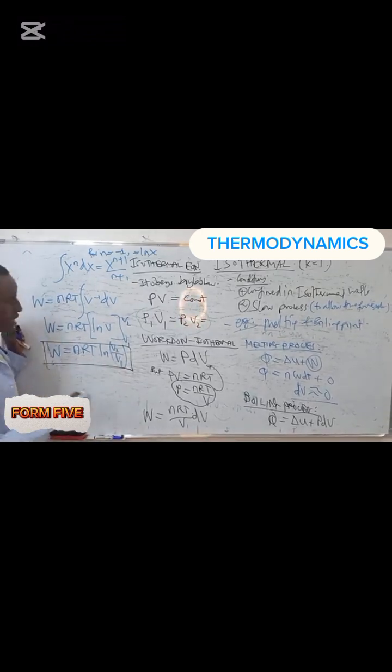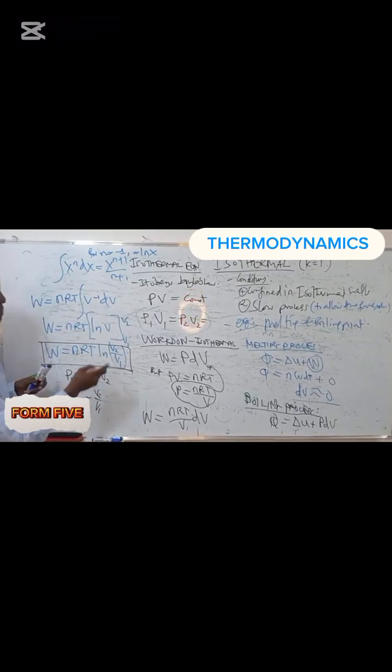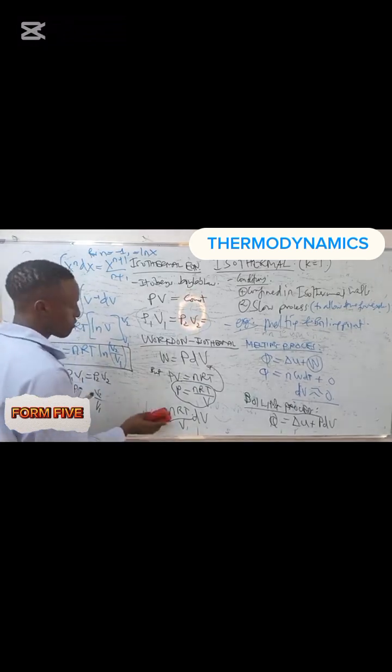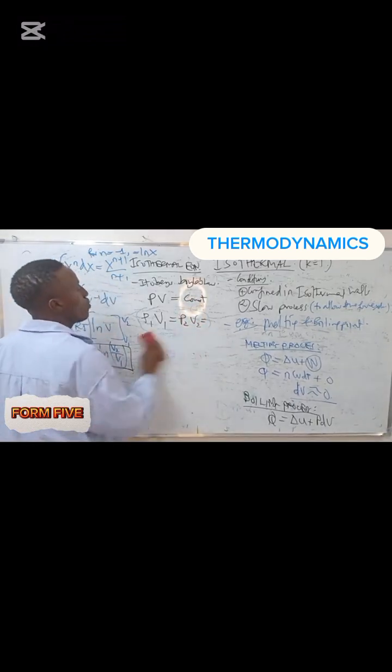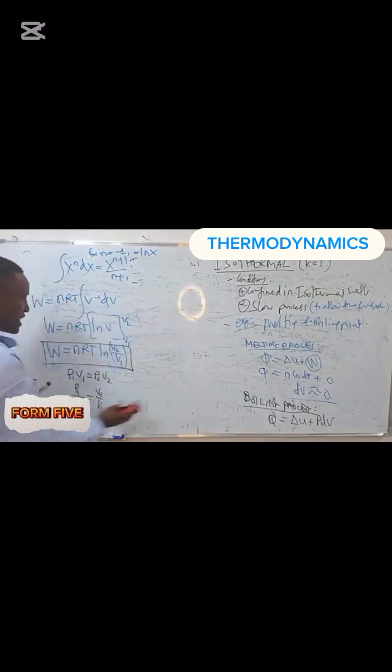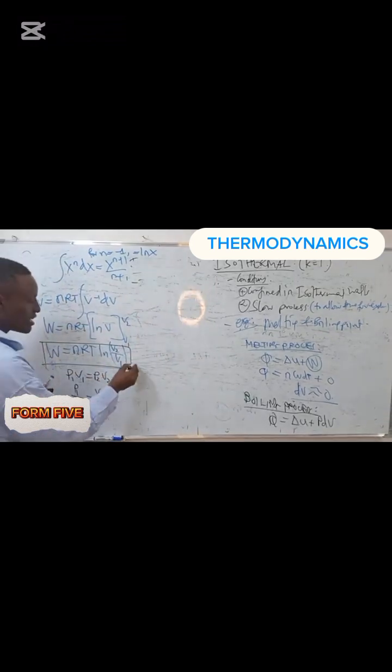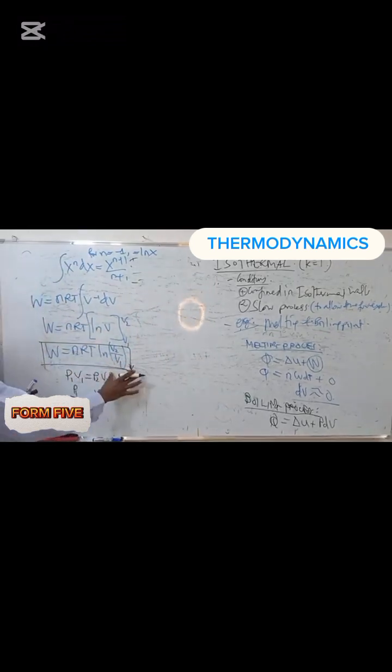You can be given the pressure, from P1 V1 equal to P2 V2. You can be given the alternative, you can be given volumes. How do you do it? You look for the ratio. V2 over V1 is equal to P1 over P2. So I can also use that as another equation of the isothermal process. Never forget this, forget everything but not this. And how to use it.